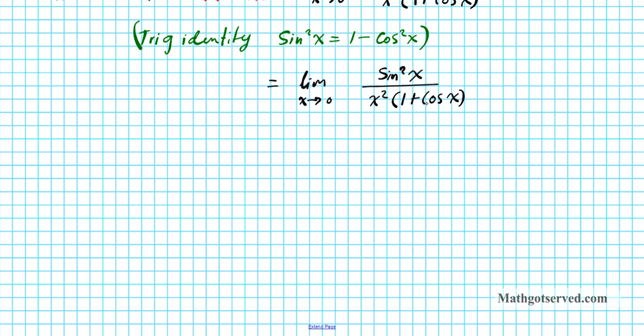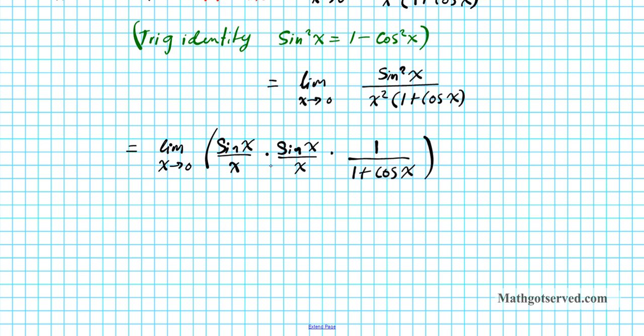Let's break this down so that everyone can see, although it's obvious that this limit is going to be 1 over 2, but let me show you how the whole process works. So I'm going to break this down so it's easy to see that this limit is 1/2. We're going to write this as the limit as x approaches 0 of sine x over x times sine x over x, because sine squared x just means sine x times sine x, and then x squared, you know what that means, times 1 over 1 plus cosine x.